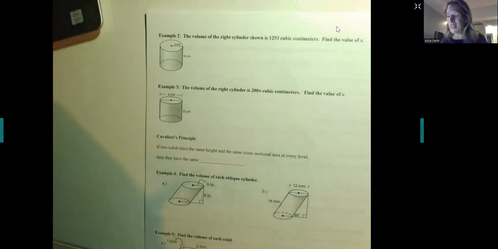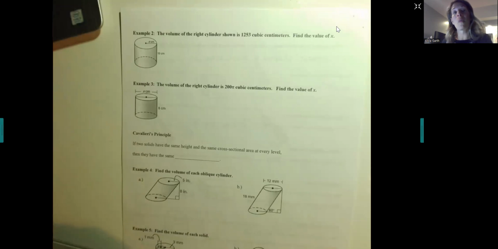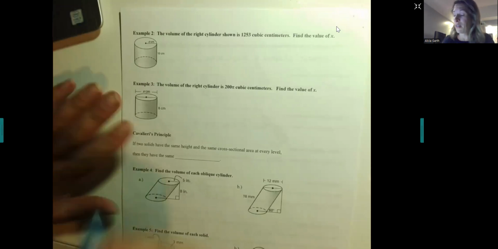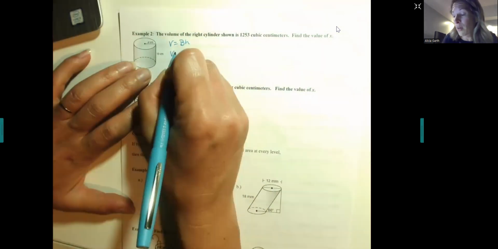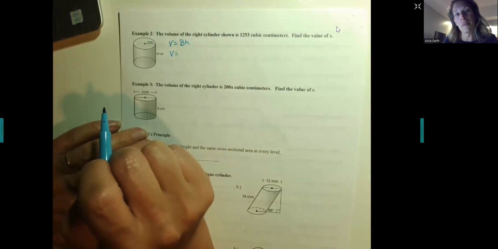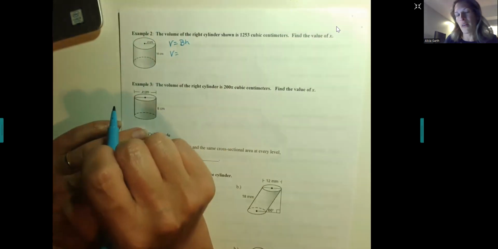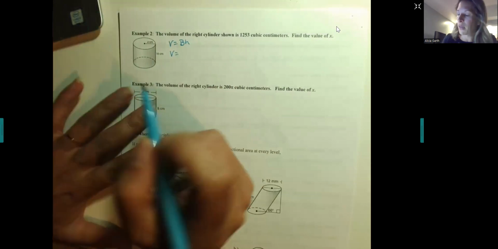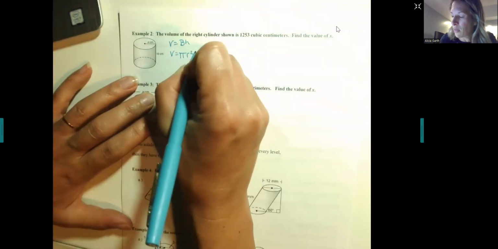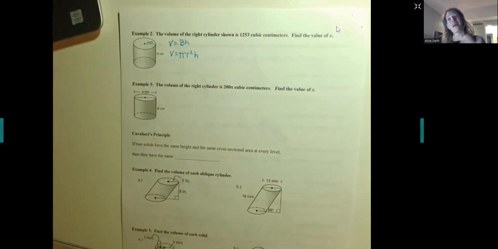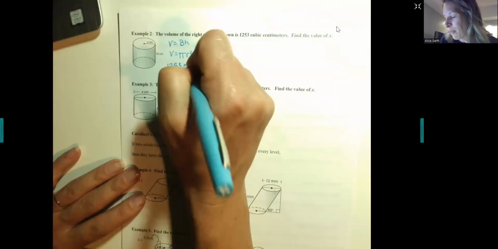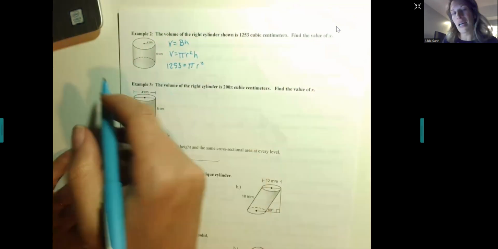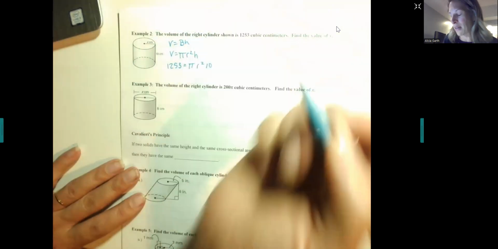Now, example 2 gets to be a little more fun because we know that the volume of a right cylinder is base times height, and we know that the area of a circle is pi r squared. We know that it is pi r squared times height. So now they've given me the volume, 1253, and I'm going to fill in all the things I know. I have pi r squared, which I don't know, and I have my height, which is 10.